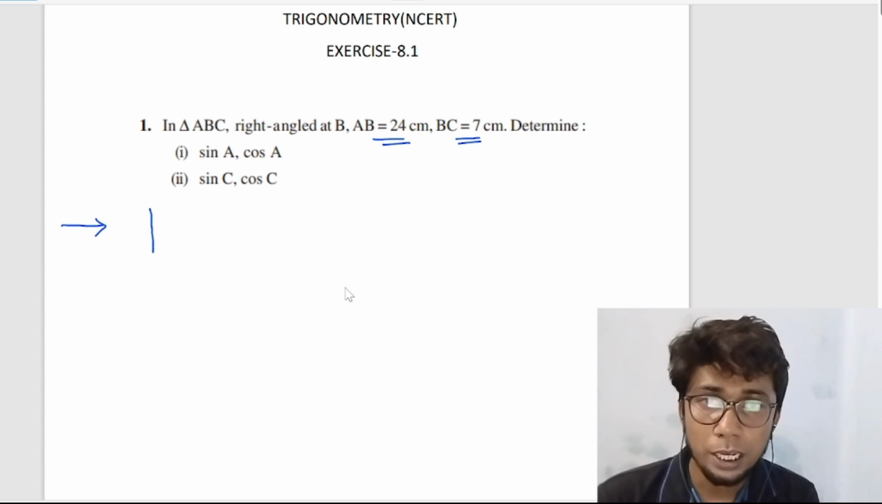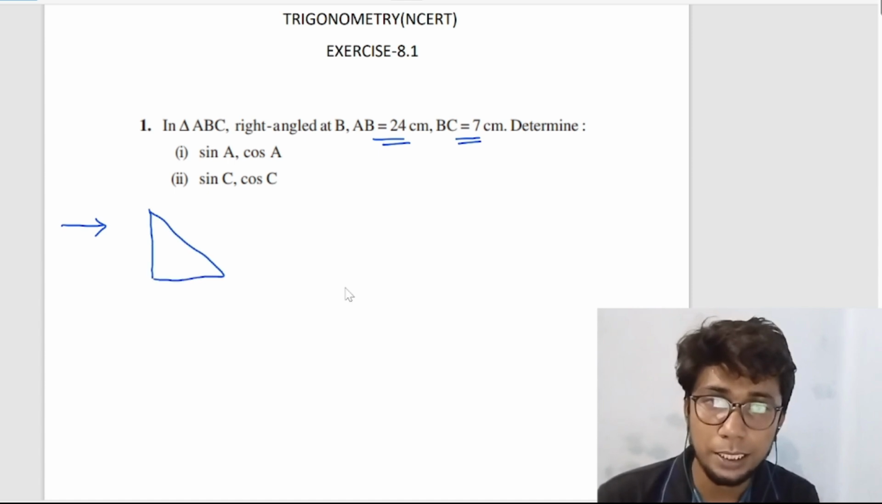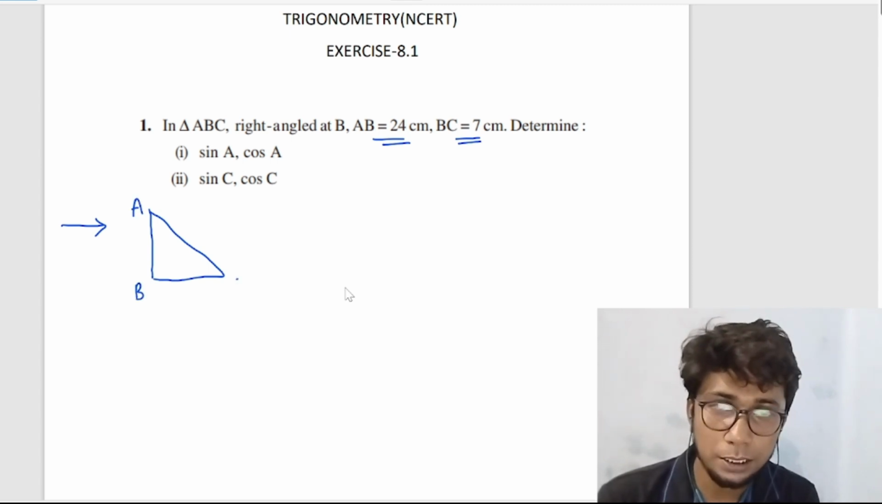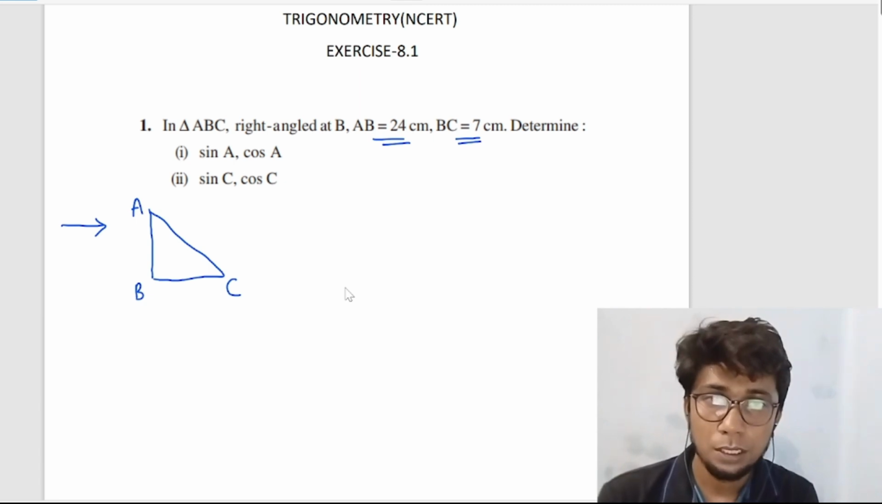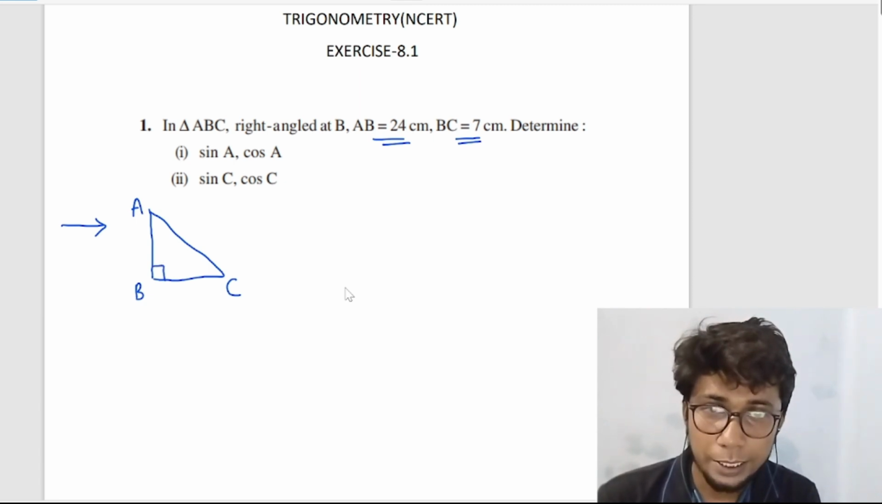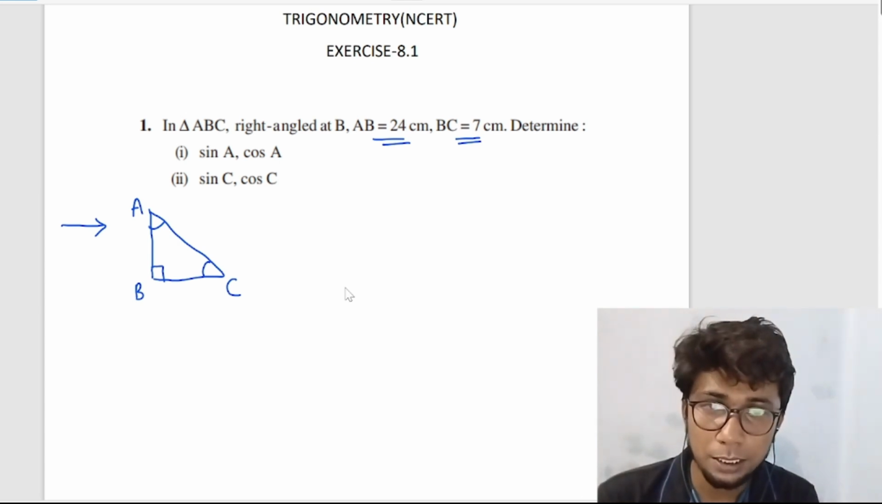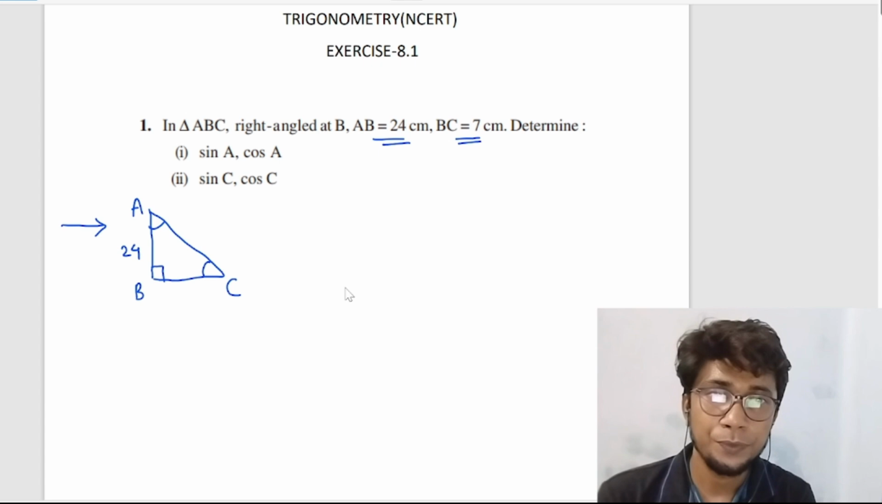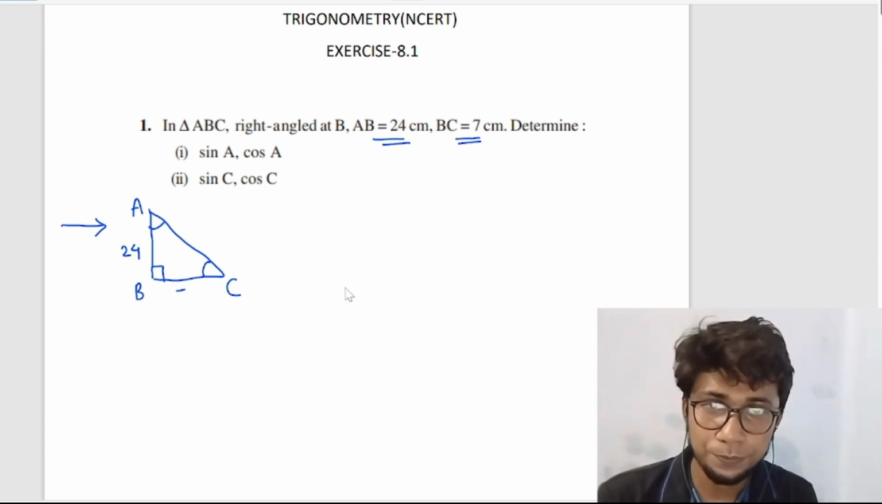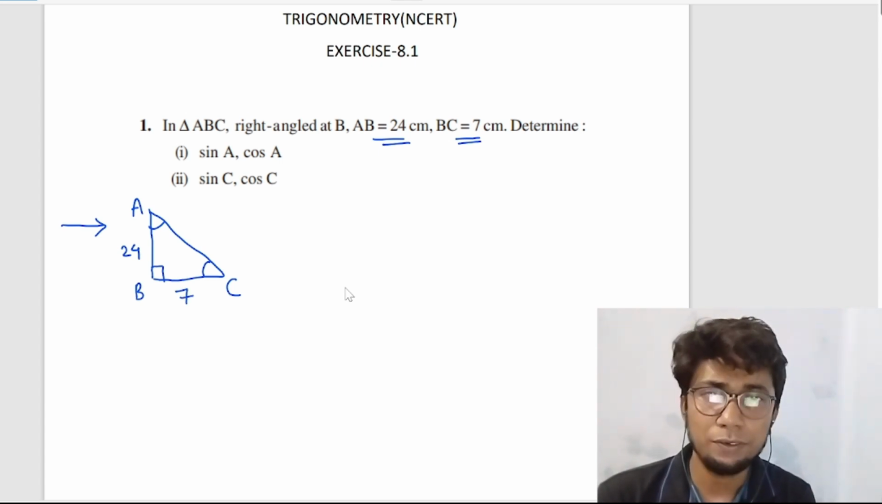So here we are given a triangle ABC, that is right angled at B. So let's say this is the triangle ABC. This is the right angle. This is angle A and this is angle C. What is given? AB is 24 centimeter. So this AB, this is 24 centimeter. BC is 7 centimeter. All right. And now we have to calculate these trigonometric ratios.